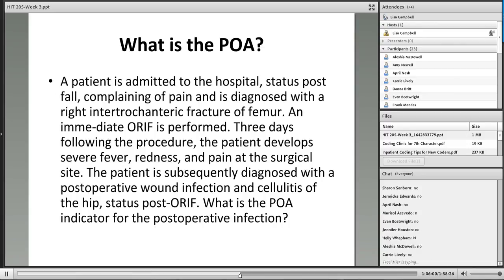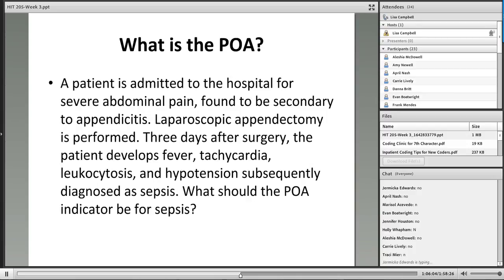And you guys are correct again. It is no. Patient is admitted to the hospital for severe abdominal pain, found to be secondary to appendicitis. Patient had a laparoscopic appendectomy. 3 days after surgery, patient develops tachycardia, fever, leukocytosis, and hypotension, and they now have sepsis. POA for sepsis is no. You are correct. You guys are on a roll here.